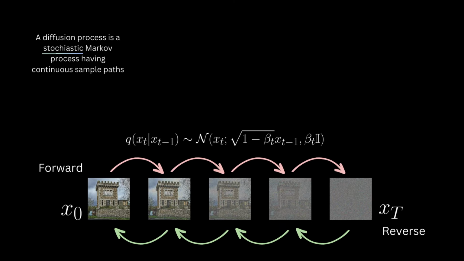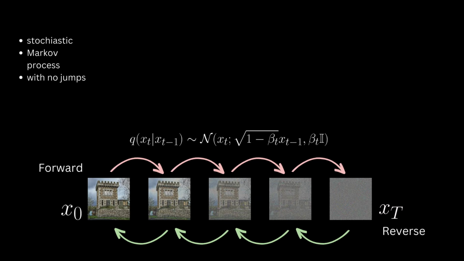So stochastic means some randomness involved. Markov, we know, simply means that the future state of the process will depend only on the present state. And once we know the present state, any knowledge about past will give no additional information about the future state. And continuous would mean there aren't any sort of jumps. And you can connect this to our equation of forward process, where we have this Q function, which is honoring this Markov definition. Xt is only dependent on xt-1.